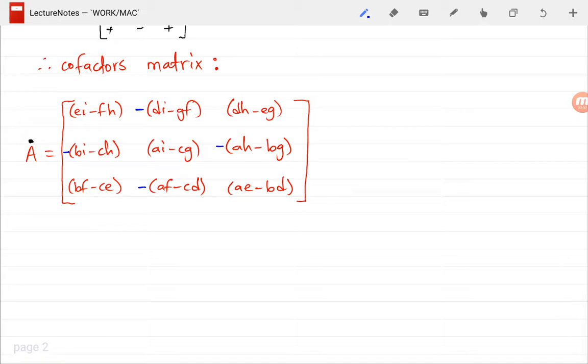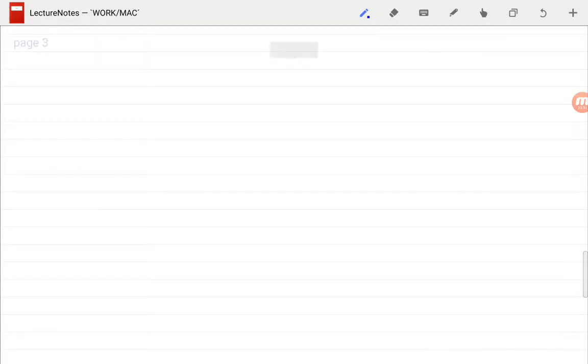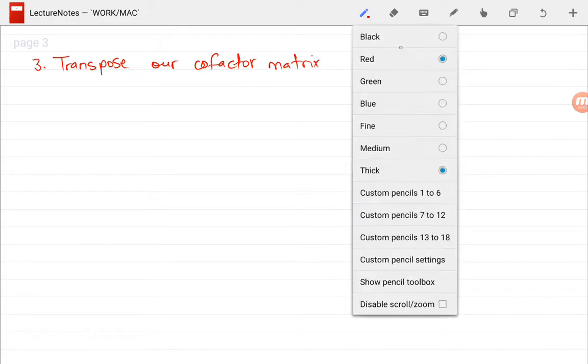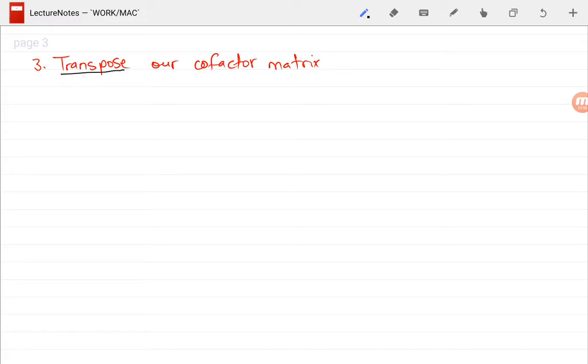So I'm just gonna do it in the next page. Okay, I'm just gonna do it like that. Okay, so part 3: we transpose the matrix. Transpose our cofactor matrix. Okay, so the keyword here is transpose.